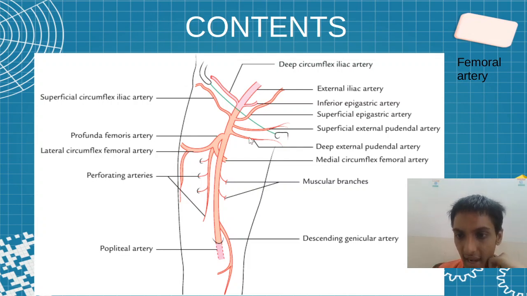Then we have the pudendal arteries, superficial and deep external. Then the circumflex femoral arteries from the profunda femoris artery. Then we are finding some perforating and the muscular arteries. Then it continues downwards as the popliteal artery and the descending genicular artery.